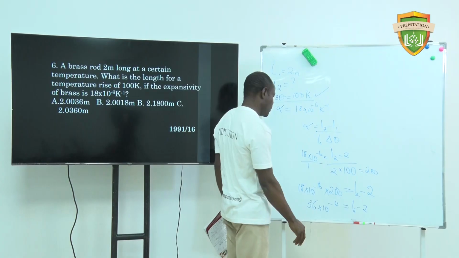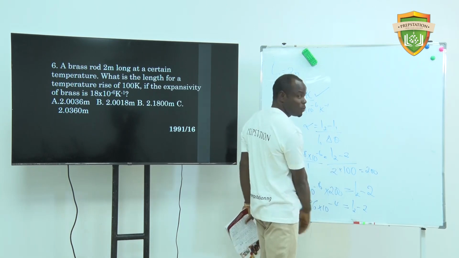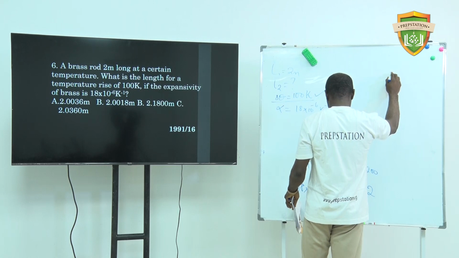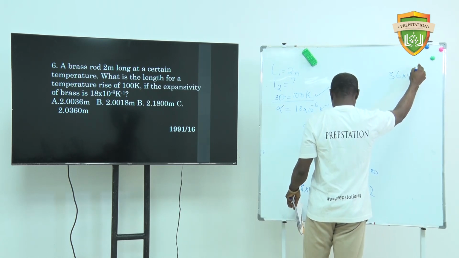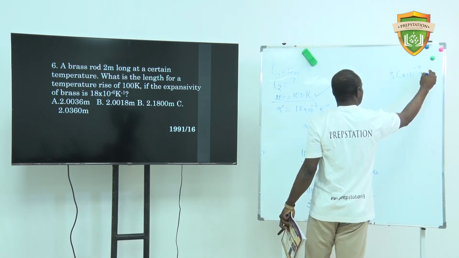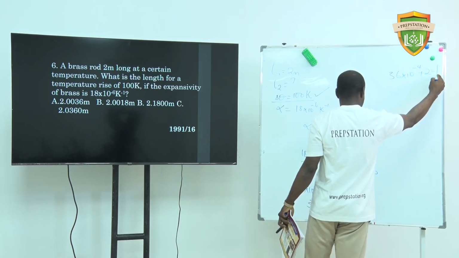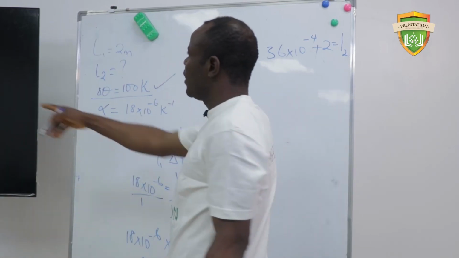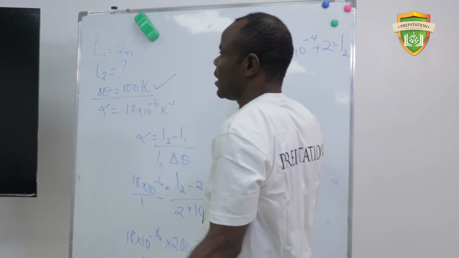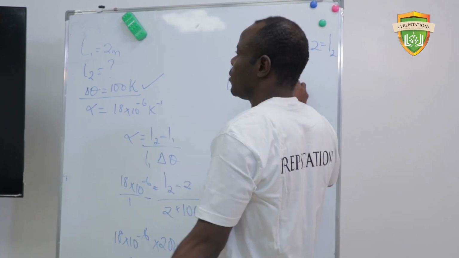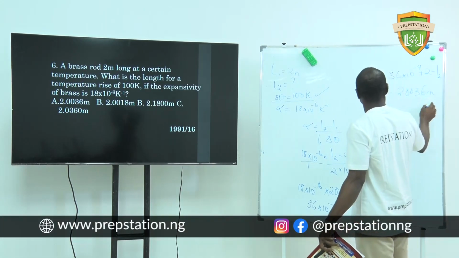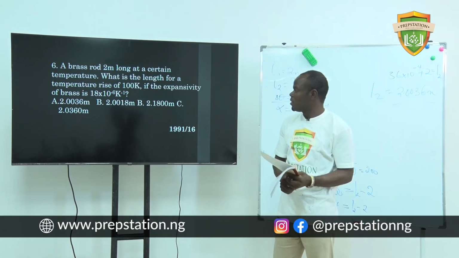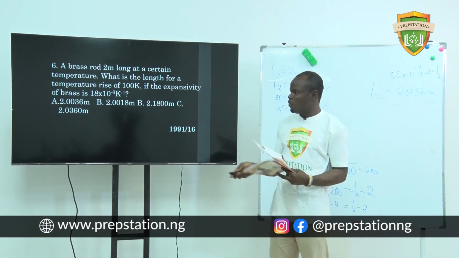So I collect like terms, taking 2 to the other side. I will now have 36 by 10 to the power of -4. Then I add 2 to it to get my L2. In doing this, definitely the final answer will be A, which is 2.0036 meters. The final answer is A. That's 1991 question 16. So, a very simple one.